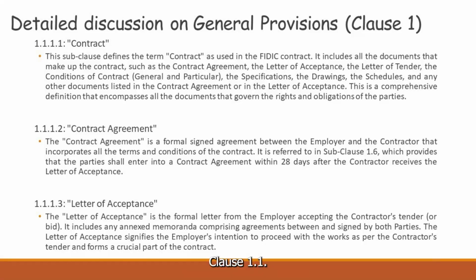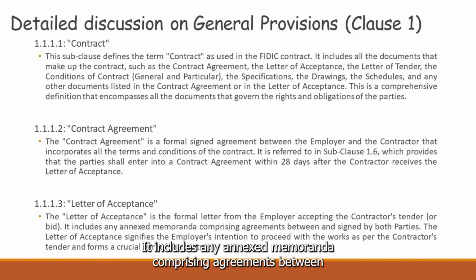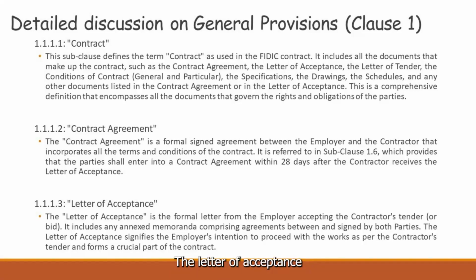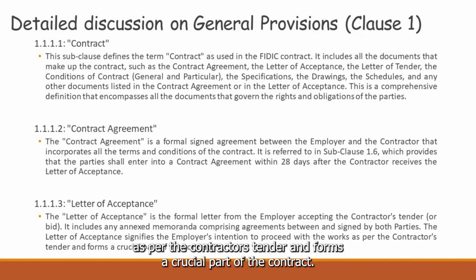Clause 1.1.1.3 Letter of acceptance. The letter of acceptance is the formal letter from the employer accepting the contractor's tender or bid. It includes any annexed memoranda comprising agreements between and signed by both parties. The letter of acceptance signifies the employer's intention to proceed with the works as per the contractor's tender and forms a crucial part of the contract.